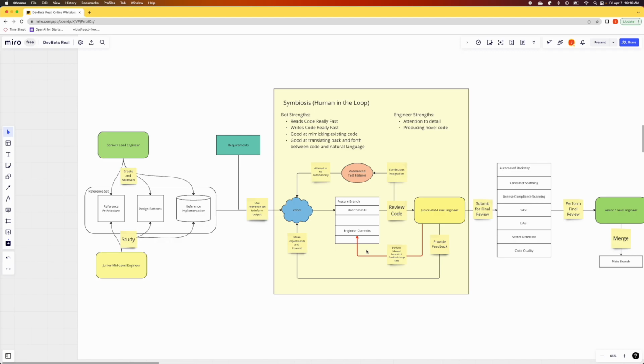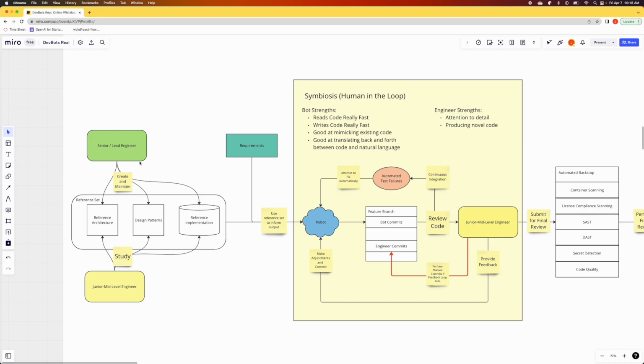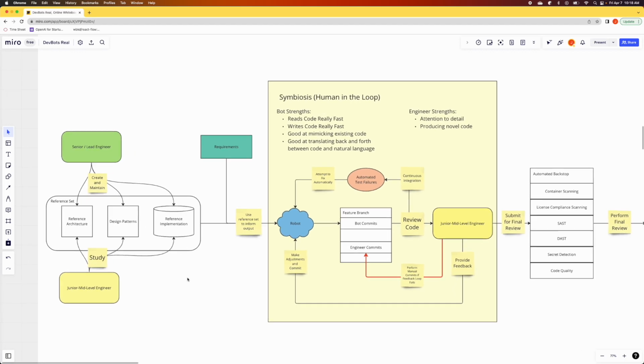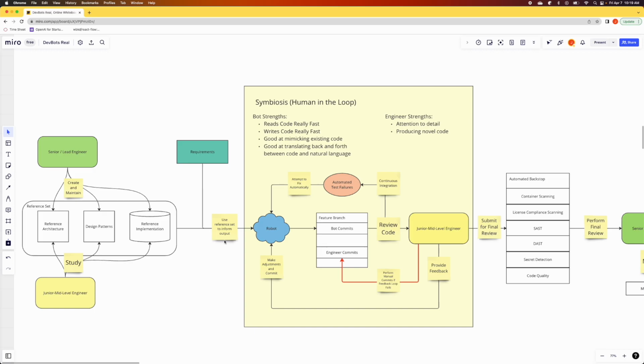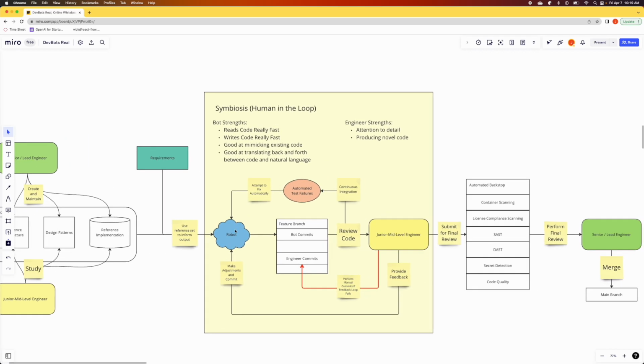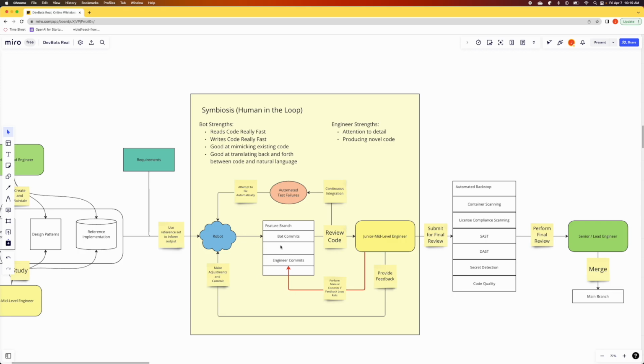One can imagine a world looking something like this that uses this technology. So you have senior engineers that are responsible for maintaining reference architecture, design patterns, and reference implementations. They create and maintain those, and then junior engineers study them to be able to apply them. You get requirements into the pipeline. The robot uses this reference set to inform its output and then commits code.